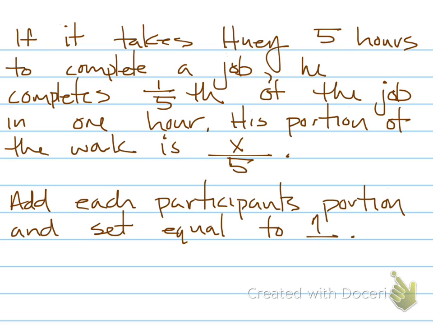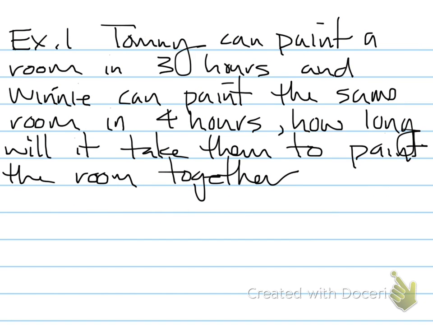So once you determine what fraction of the work each one of the participants takes to complete the job, you add those fractions up and set that equation equal to 1. All right, first example. Tommy can paint a room in 3 hours, and Winnie can paint the same room in 4 hours. How long will it take them to paint the room together?